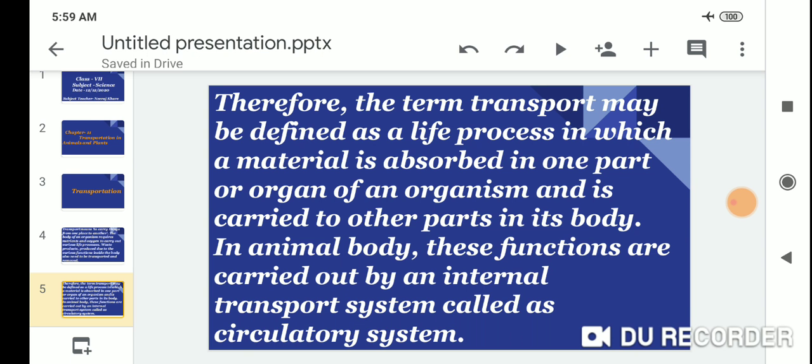In animals' bodies, these functions are carried out by an internal transport system called the circulatory system.